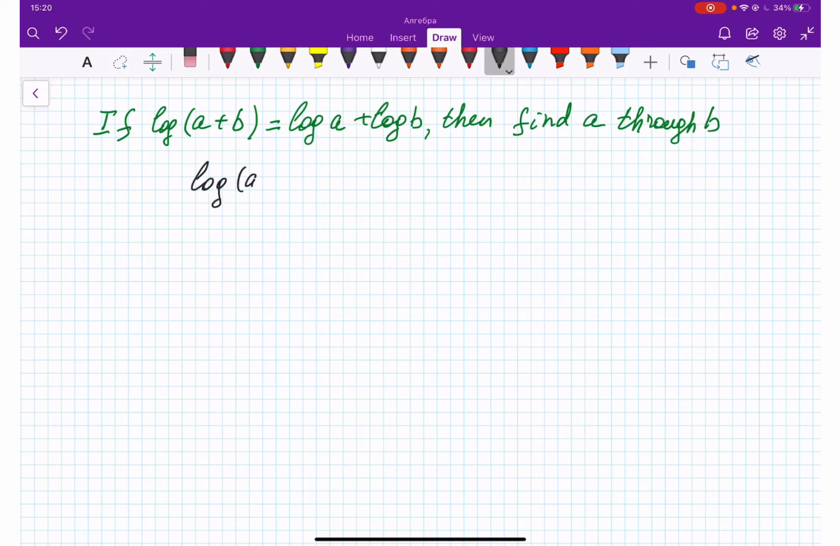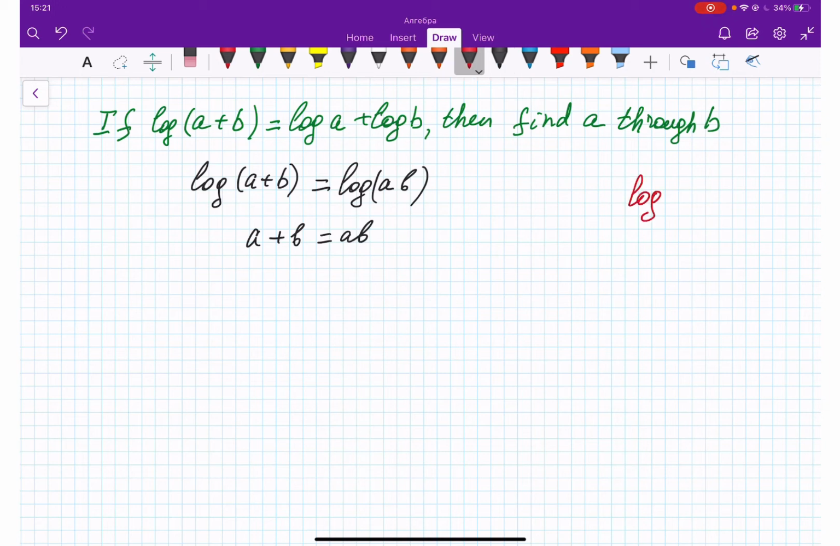Logarithm a plus b is equal, based on the property of logarithm, to logarithm ab. Yes? So what do we know? If the logarithm with the same base on both sides of the equation is equal, then we can say that a plus b is equal to ab. Let me write down this rule.